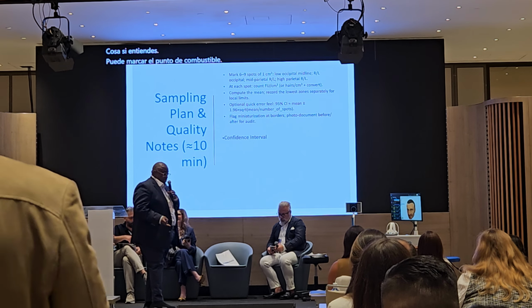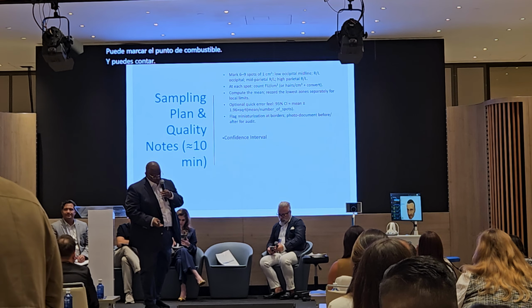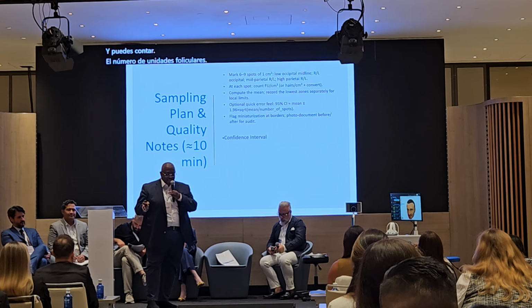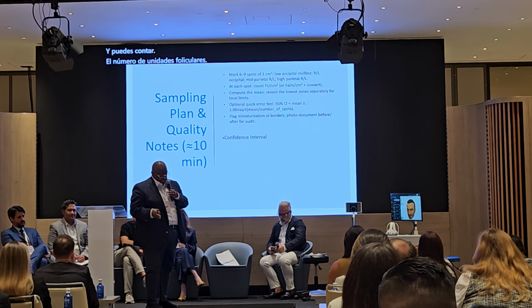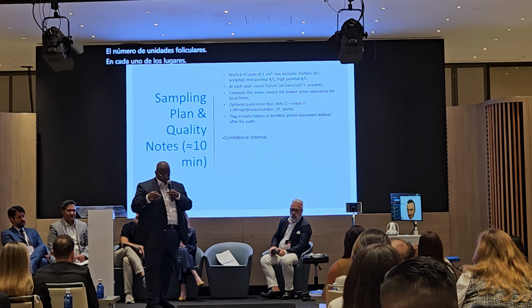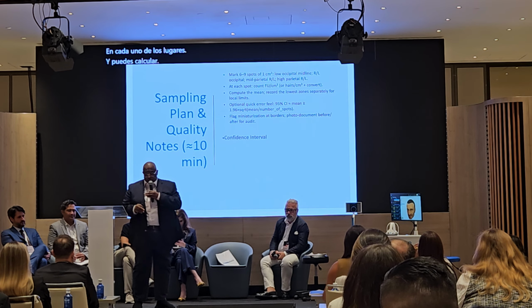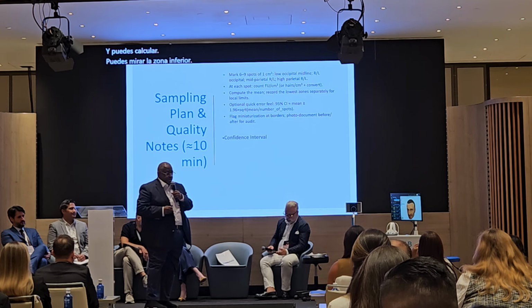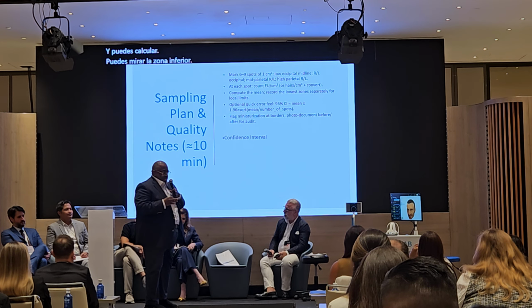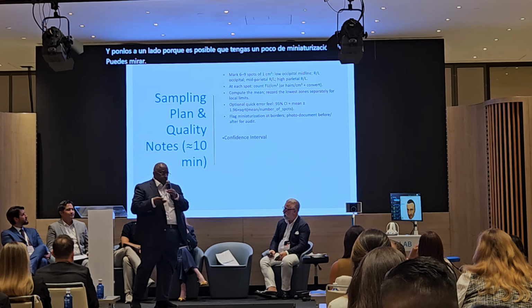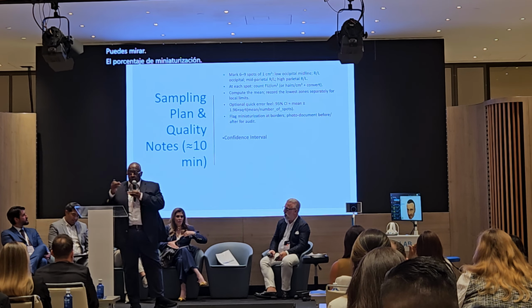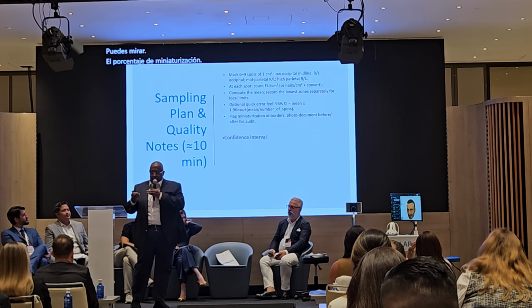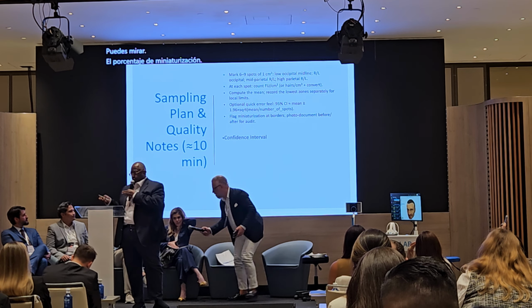You can compute, you can look at the lower zone and put it on the side because you may have a little bit of miniaturization there. You can look at the percentage of miniaturization because you need to flag the border so you know what to take and what not to take, and also account for future loss.